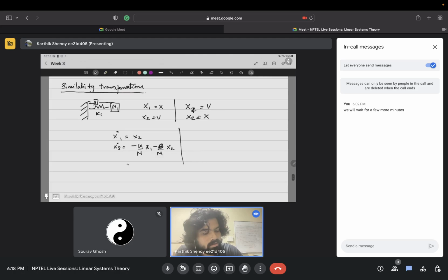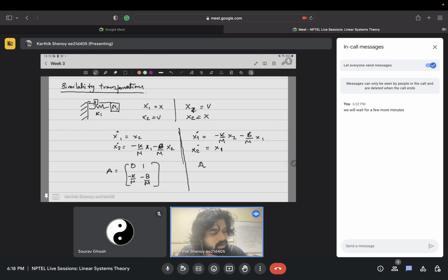So what is my A matrix? A matrix is 0 1, minus k by m, minus b by m. This is my A matrix in this case. In the first week we would have seen that. But in this other case, x1 dot is minus k by m x2 minus b by m x1, and x2 dot is nothing but x1. So what is my A matrix? I will call it A bar. A bar is nothing but minus b by m, minus k by m, 0 1 0.